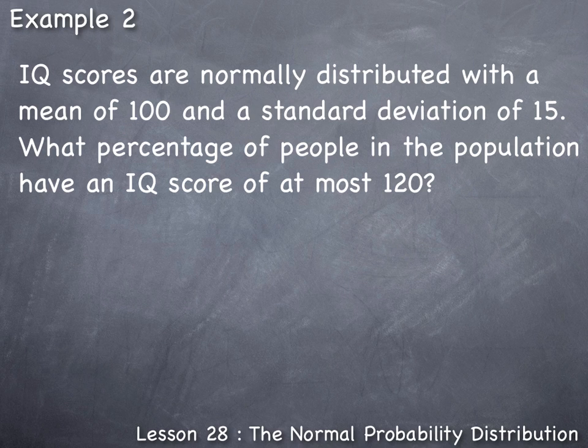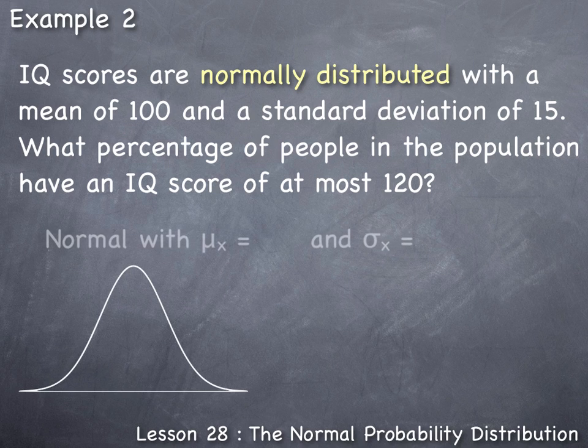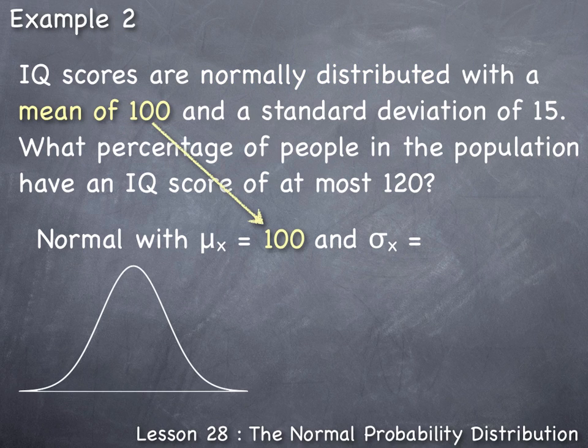Well, here we're told that IQ scores are normally distributed. Thus, we know IQ scores follow this normal bell-shaped distribution. To completely describe the normal distribution, we need to know the value of mu sub x, the mean, and sigma sub x, the standard deviation. Well, those are given to us. Here we're told that IQ scores have a mean of 100. Thus, mu sub x equals 100. And they have a standard deviation of 15. Thus, sigma sub x equals 15.